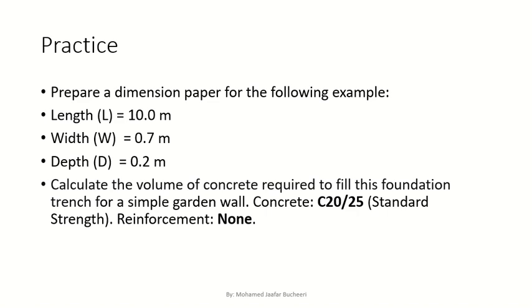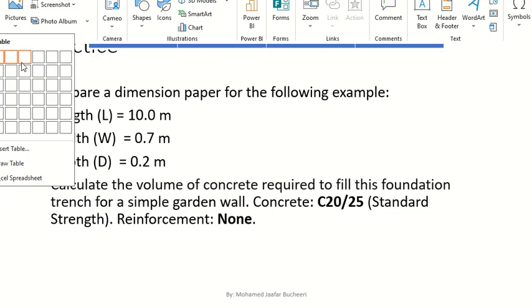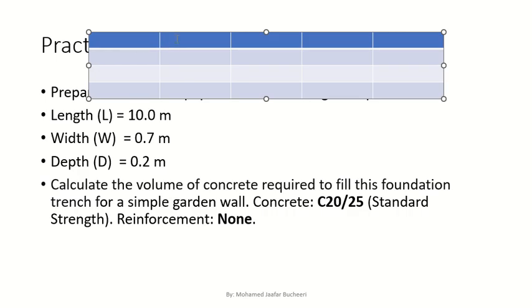So let us prepare a dimension paper for this, and you can see the standard rule from the manual again. If I want to prepare a dimension paper for this, I need the columns, right? How many columns? 5. Very good. The first one I will keep blank. Second one, what do I write here? The number. How many do we have?